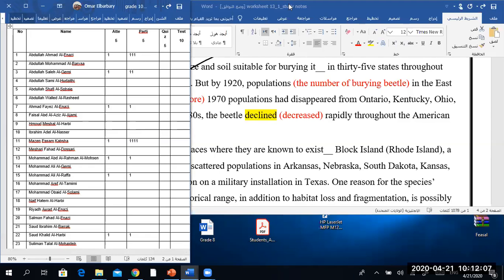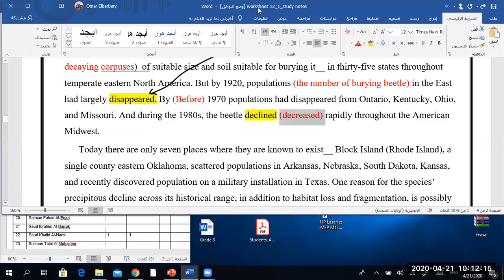Okay. So, thank you. Let's move on to Abdullah Al-Garni. So we are saying that in some areas, the population of the beetles disappeared, and in others, the number of the beetles declined rapidly. What does rapidly here mean in this context? Is it fast? Yes. Very good. Fast or quickly?